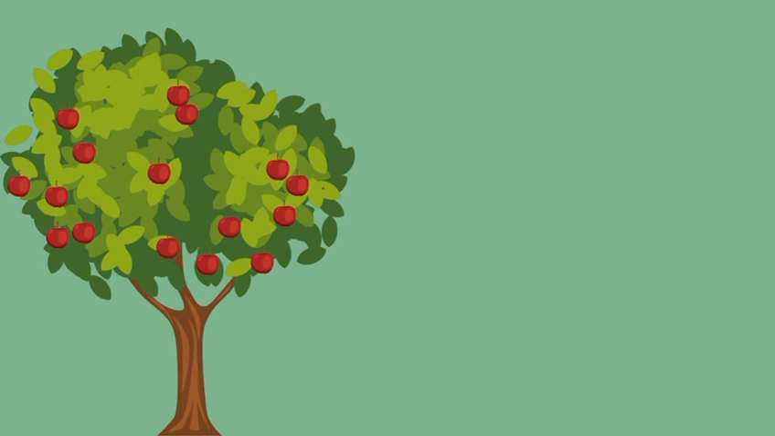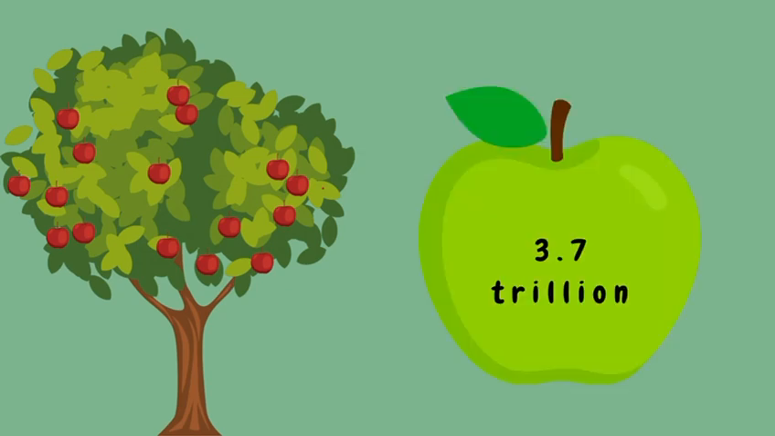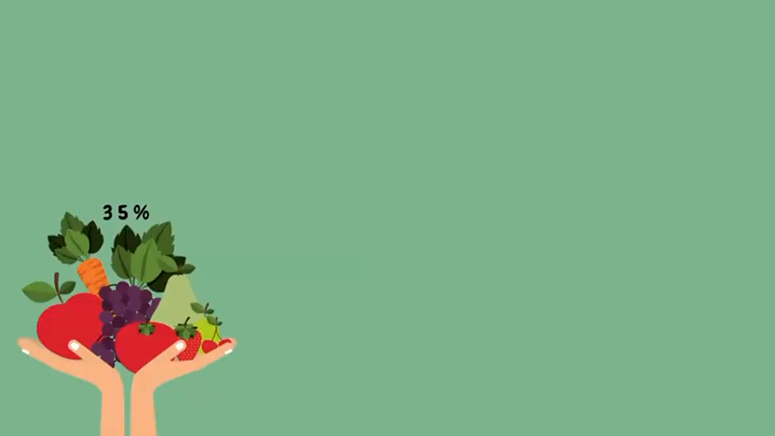A not so funny fact is that the most wasted food is the most important food for a human being. For example, half of the produced vegetables and fruit get wasted. Those are 3.7 trillion apples. So, 35% of fresh vegetables and fruits get wasted per year just in Germany, said by the Umweltbundesamt.